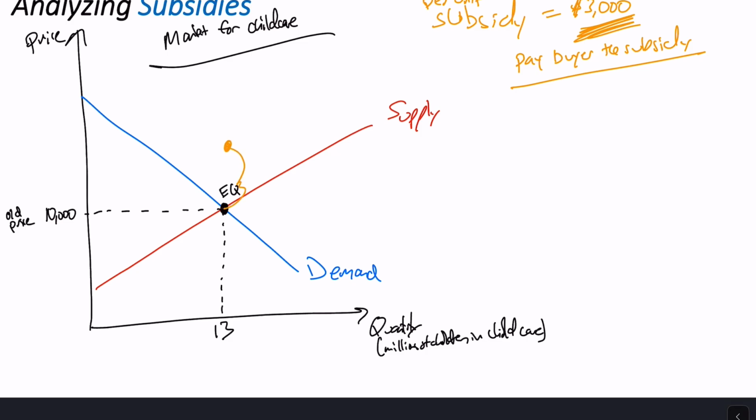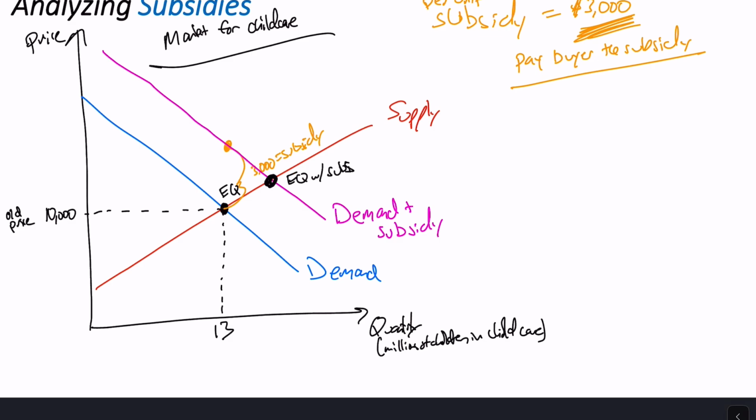That vertical distance is going to be $3,000, the amount of that subsidy. And so we do that for every single point on the demand curve, and we're just going to shift up our demand curve here, like so, by $3,000. And this is going to be demand plus subsidy, so the demand after the subsidy. So we can find our equilibrium now after the subsidy by taking our original supply curve and the new demand curve with the subsidy. We can put in a dot there and we'll get our equilibrium with subsidy right there.